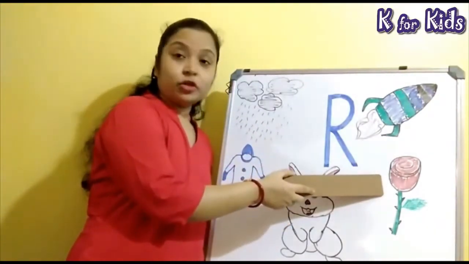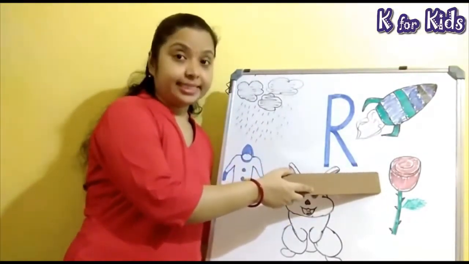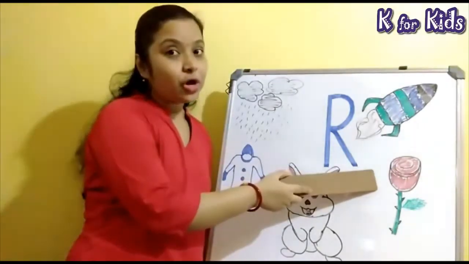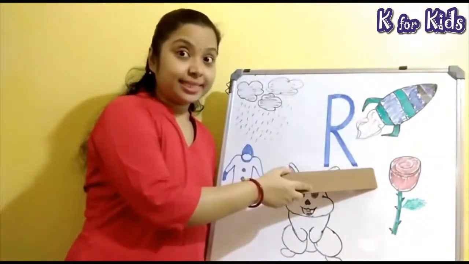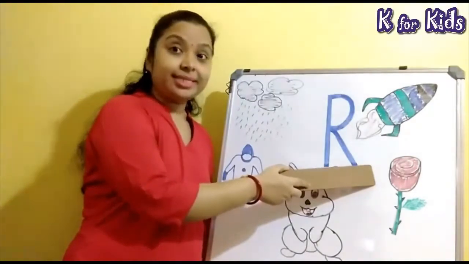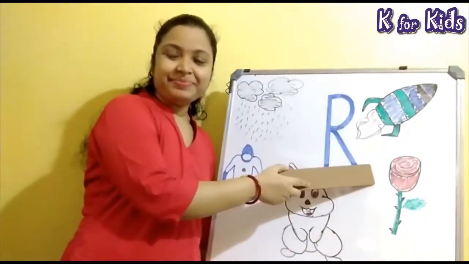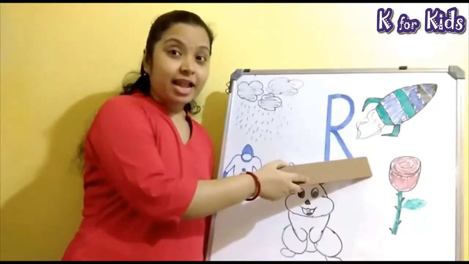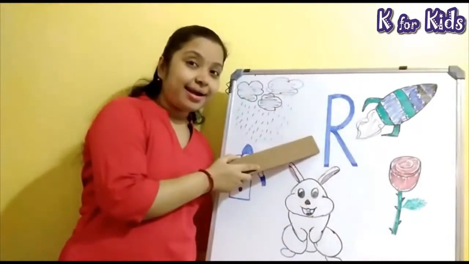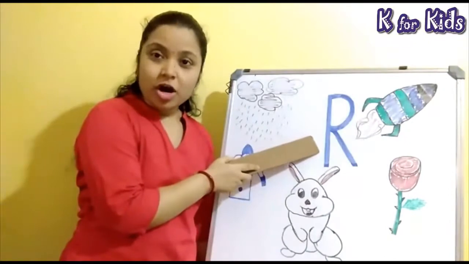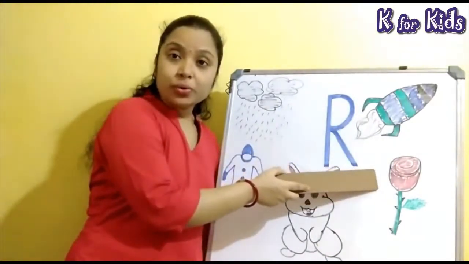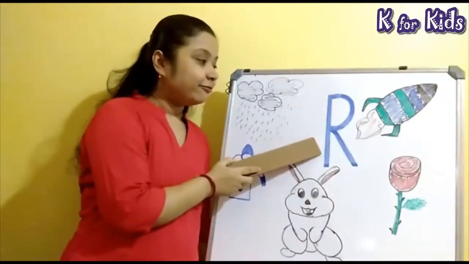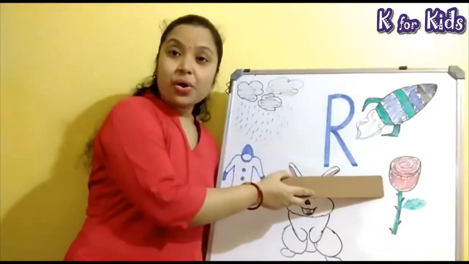Children, what is this? This is a beautiful rose. Rose has a very sweet smell. Rose starts with the alphabet R. R for rose.